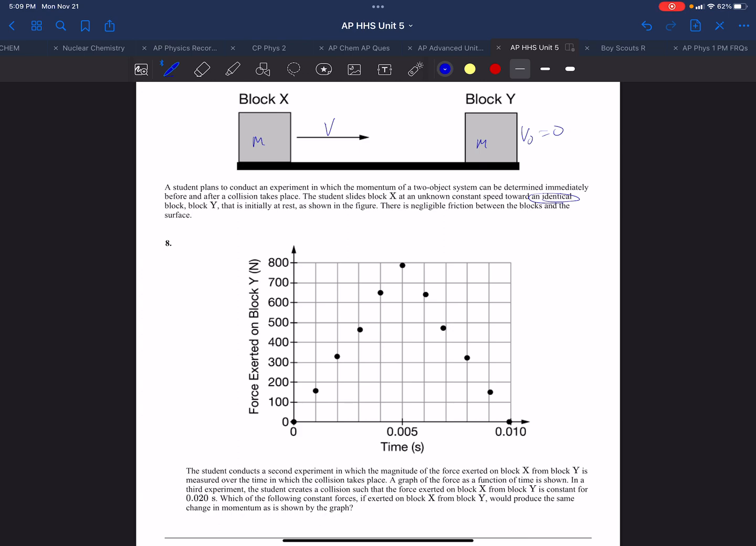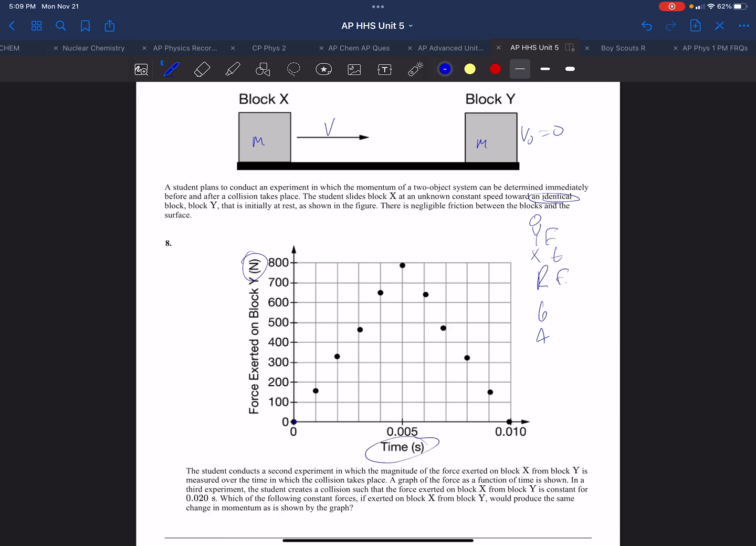In a second experiment, the magnitude of the force on X and Y is measured over time. A graph of the force as a function of time is shown. So we've got a graph analysis, actually, a whole axes setup. Our origin is 0, 0. The Y-axis is force in normal units. The X-axis is time in normal units.